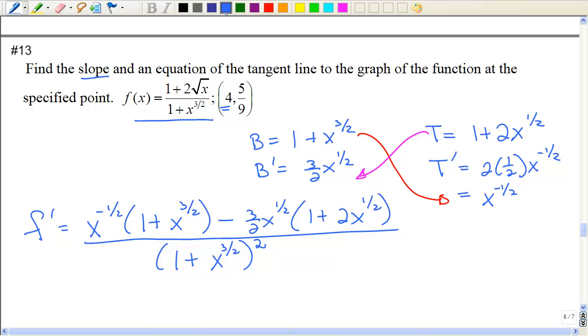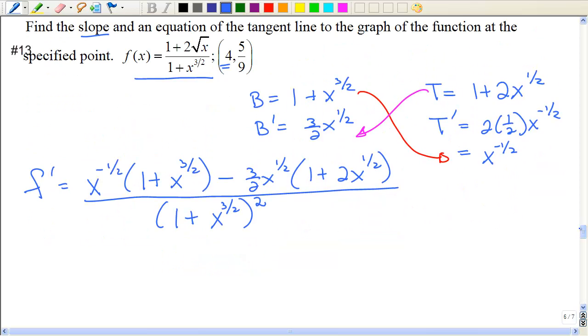Now I need to find the slope at the point 4. Pretty much just like last time, we're going to let x be 4. Remember we have a negative, so that's going to be 1 over the square root of 4, 1 plus the square root of 4 cubed.